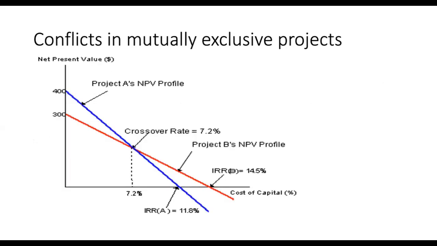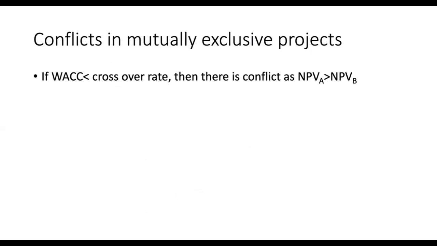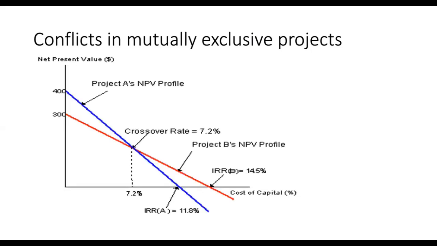Let's look at the graphical representation of conflicts in mutually exclusive projects. So this is what happens when there's a conflict for two projects that are mutually exclusive. This is the NPV profile for project A, and this is the NPV profile for project B. Now, if the weighted average cost of capital is less than the crossover rate, which is where the NPV of project A intersects the NPV of project B.